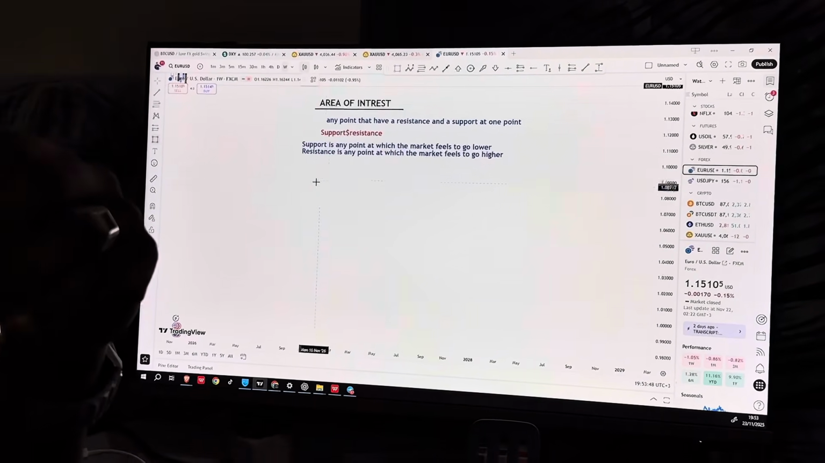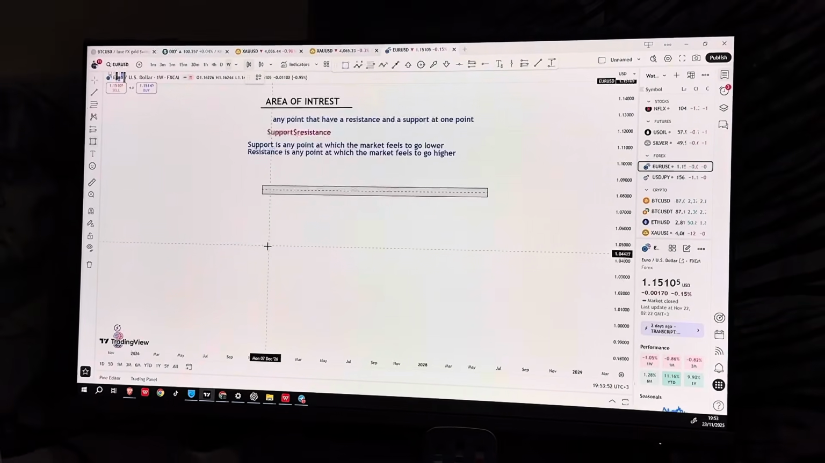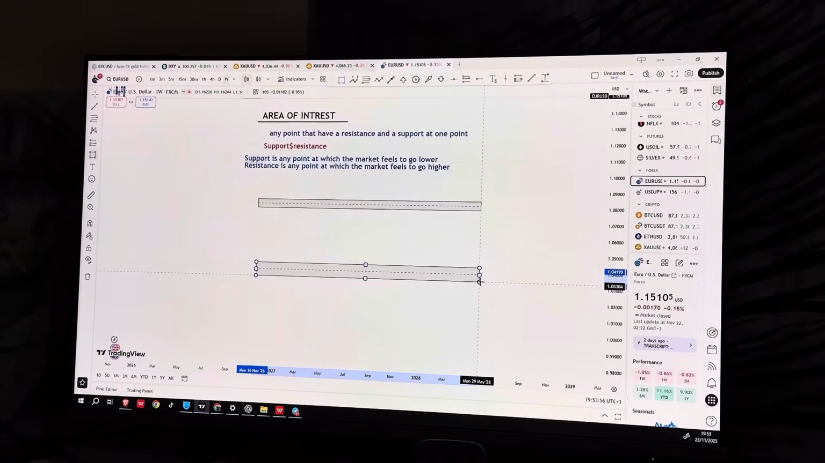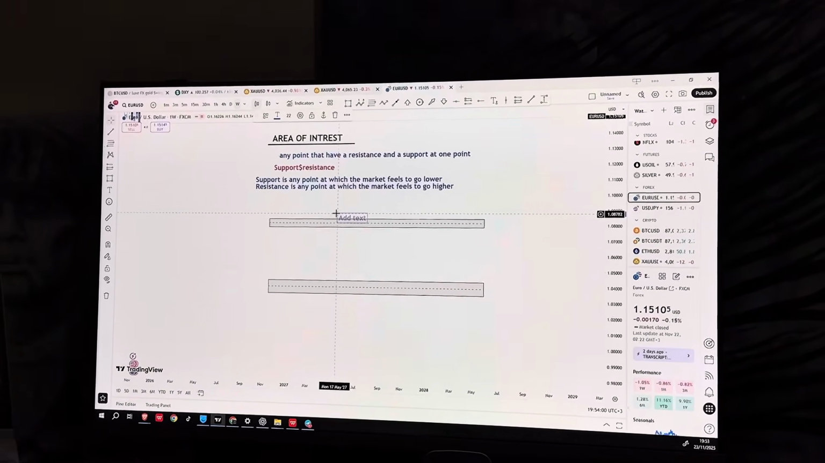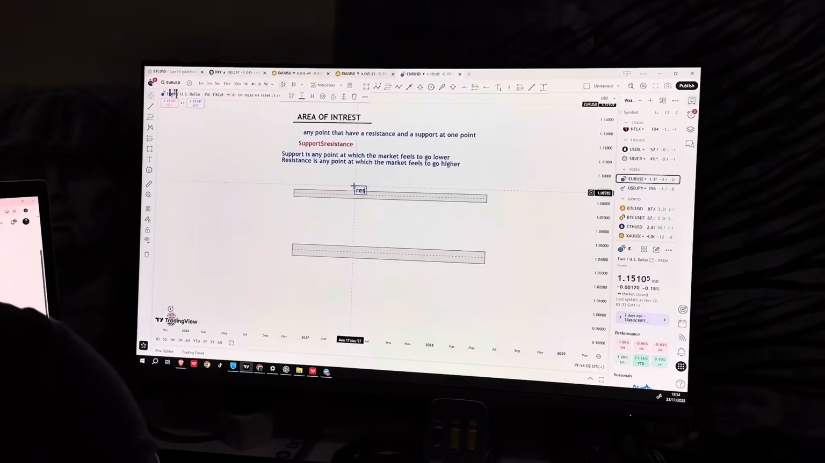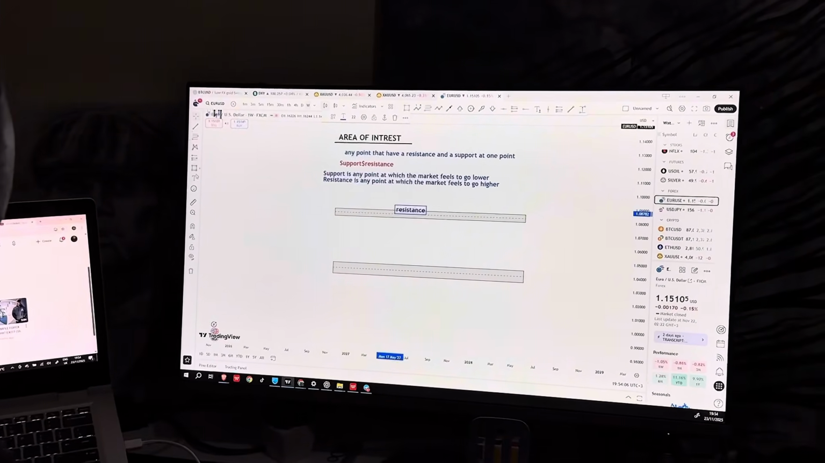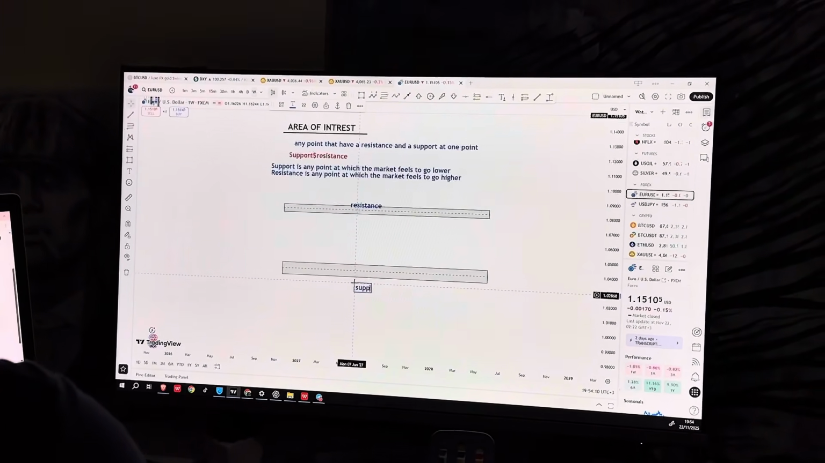For example, here you're having your resistance. Resistance is the top part. Then here you're having what? You're having your support. You see? So this place here is your resistance. The lower part is your support.